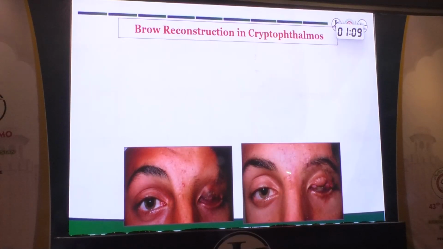This patient didn't come later. I wanted to do something for the upper lid, but he never came to me again. But this is a nice result.